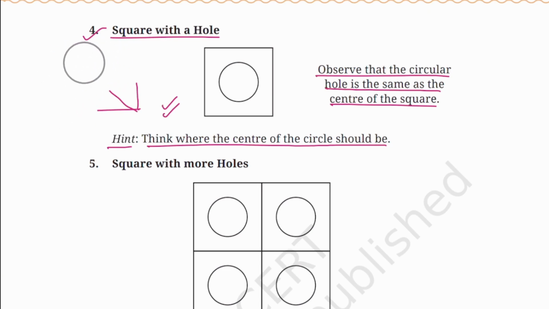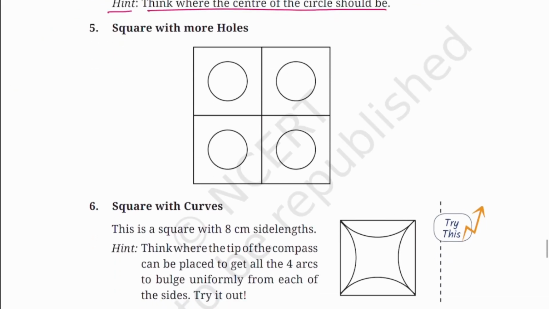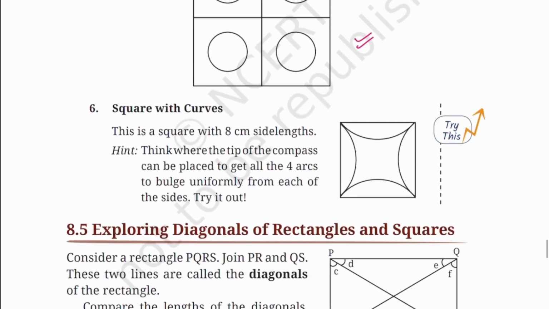Another way of doing this is, after drawing a square, mark the centers of the sides. Join them using dotted lines. The point where these lines meet is the center of the circle. 5. Square with more holes. You can draw this figure.